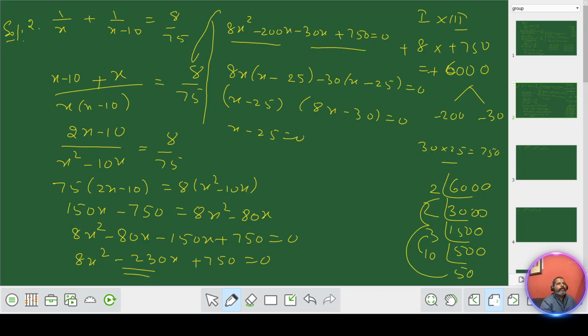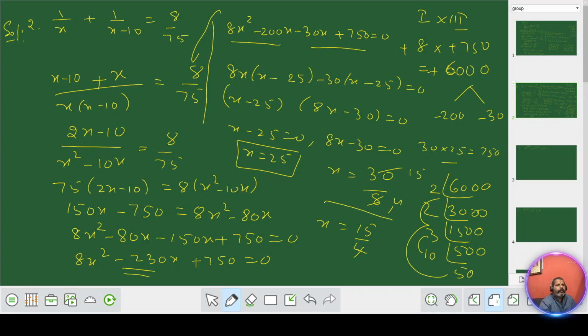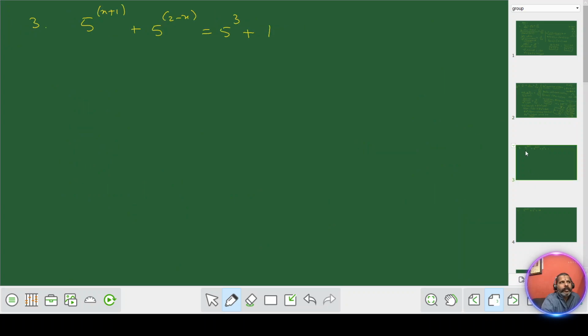Equate to 0, you get the roots. One root is 25. The other root is 8x minus 30 is 0. x is 30 by 8. Simplify it. 2 4 is 2 15. Therefore, x is equal to 15 by 4. Clear? We'll go to the next question.